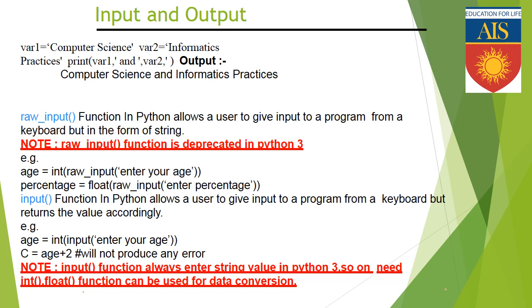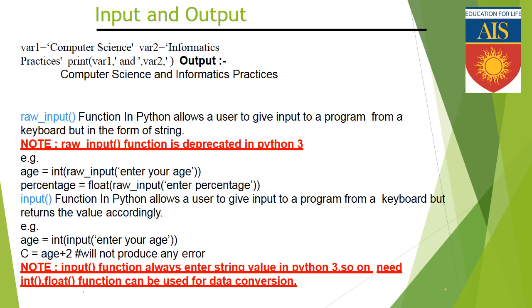Example: age = int(raw_input("Enter your age")), percentage = float(raw_input("Enter percentage")). Int is the data type, that means against the age variable the user can enter his or her age. It will be a number, that's why int is the data type. Next is percentage. Percentage can be a flexible number with a decimal, that's why its data type is float.